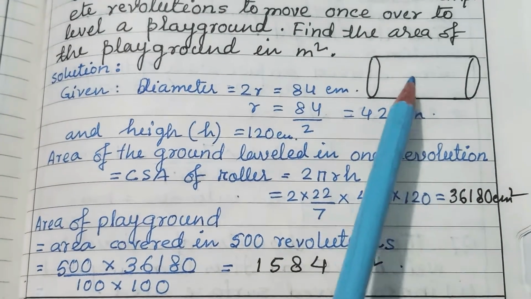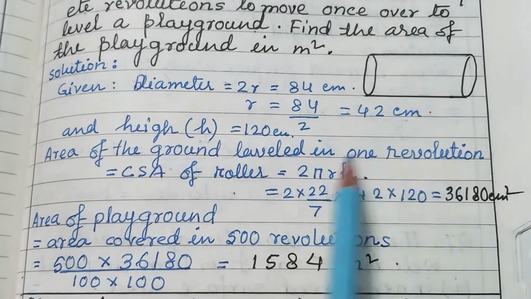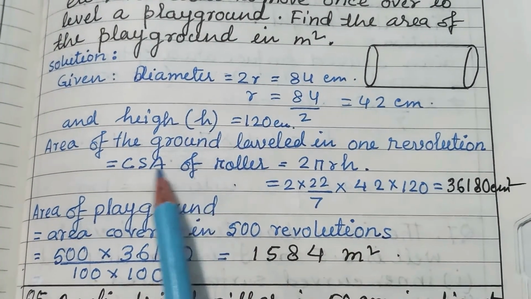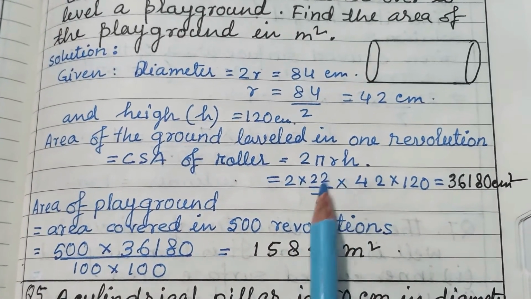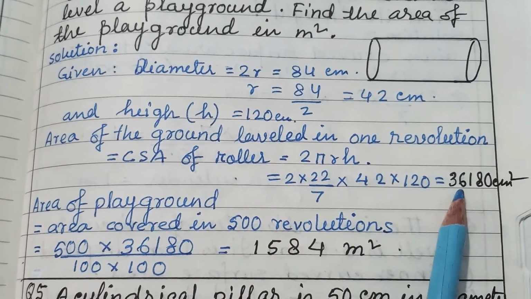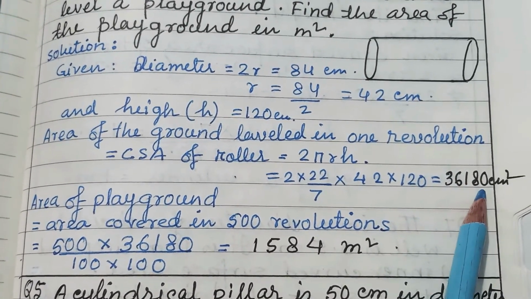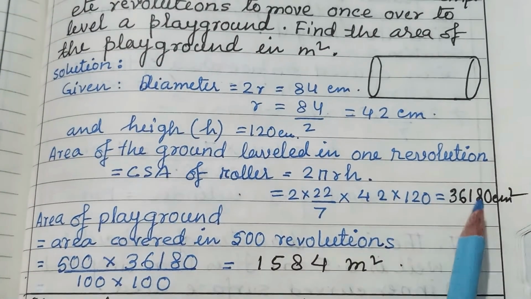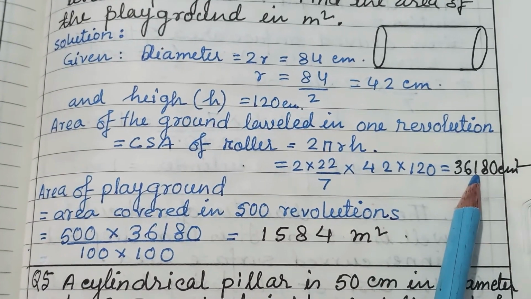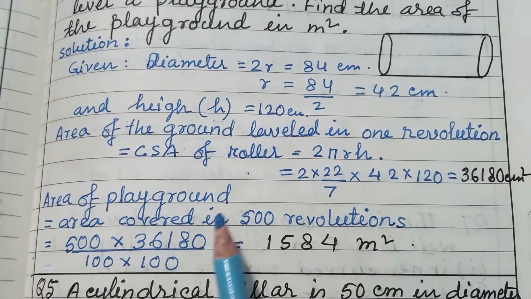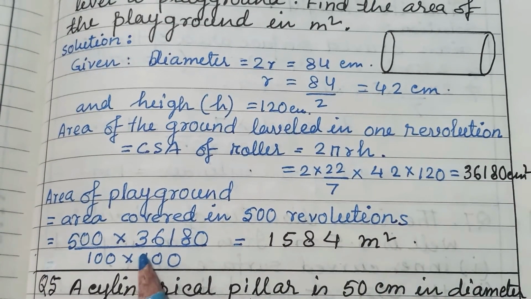Now the roller will roll. When it rolls, its curved surface area will roll on the ground. So therefore we have to find out the CSA of the roller, that is 2πrh. Now 2πr into h is 36,180 centimeter square. Okay. Now this is the area covered by 1 revolution. It is this much area. Okay. Now the area covered by 500 revolutions, so it is multiplied by 500.